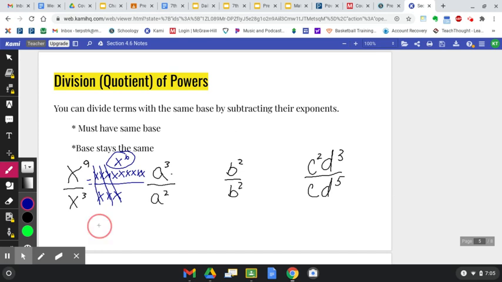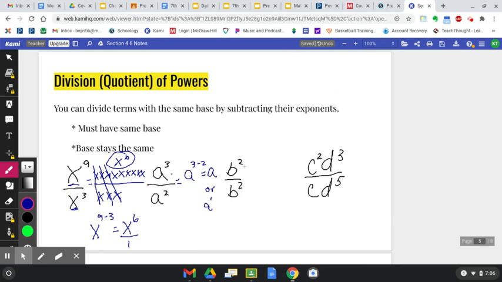The shortcut would be to say, okay, this is x as my common base, and I take 9 minus 3. And I know that it's going to end up on the numerator side because the 9 is bigger. So that's going to be x to the 6, and you could put it over 1, but you don't need to. So here, I could write out 3 a's and cancel, or I could just say it's a to the 3 minus 2, which is really equal to a. You're not wrong if you write it as a to the first, but you don't have to, okay?